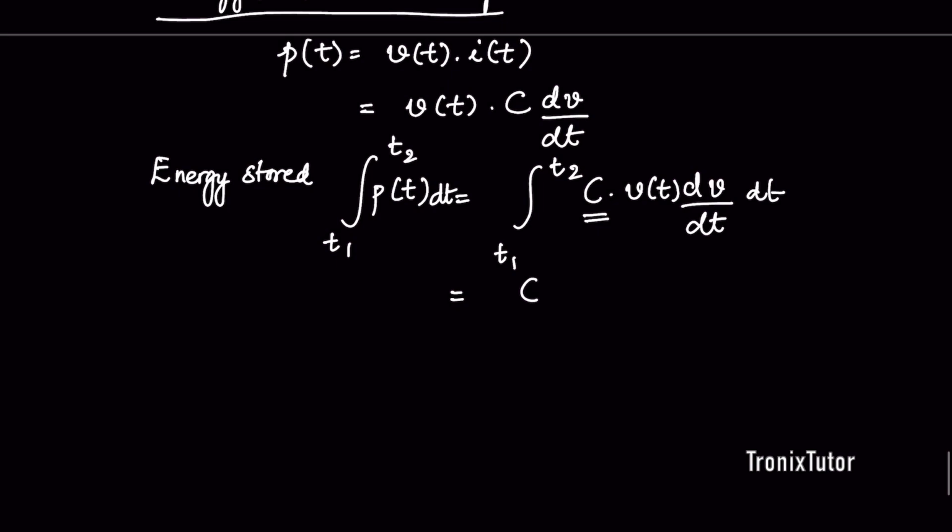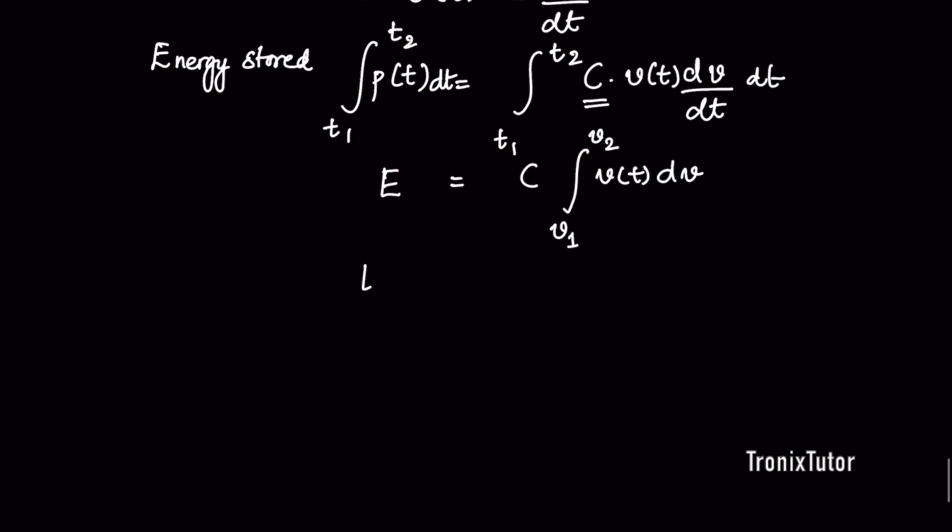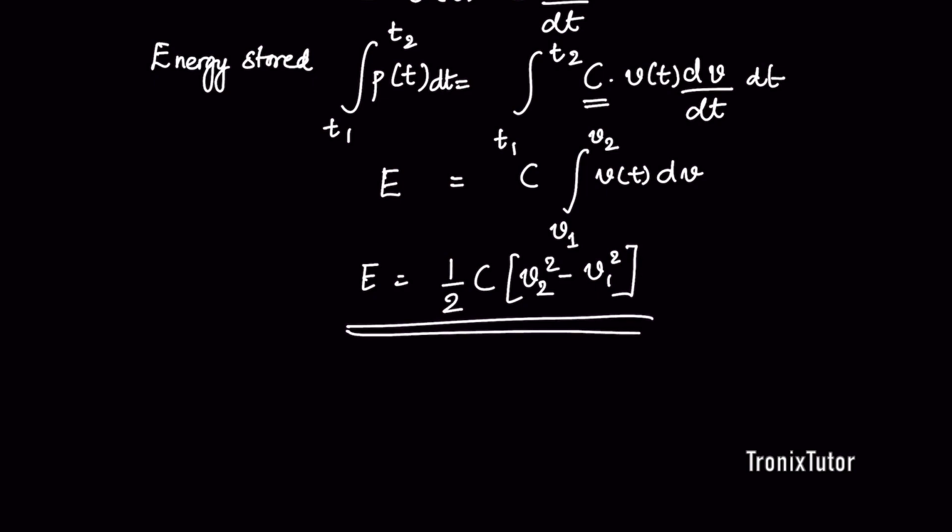So I can pull this out and write this as the integral of V of t dV, where the voltage varies from V1 to V2. So this is the energy stored, and hence my energy can now be written as half C times (V2 squared minus V1 squared). Now this is the energy stored in the capacitor when the voltage changes from V1 to V2.